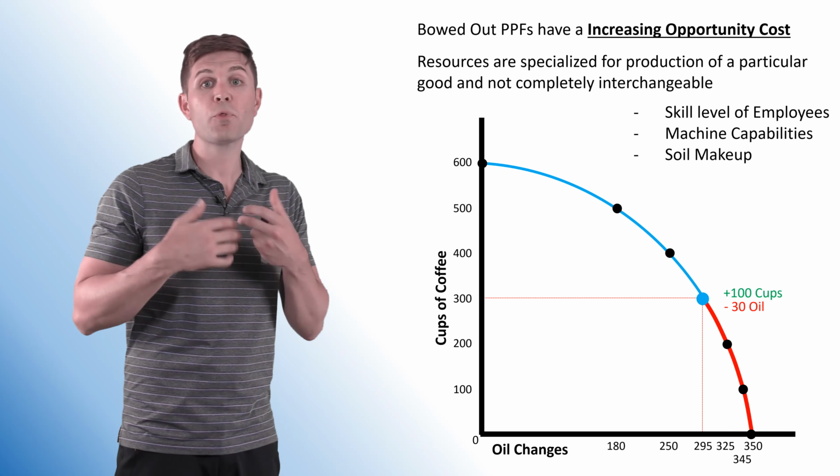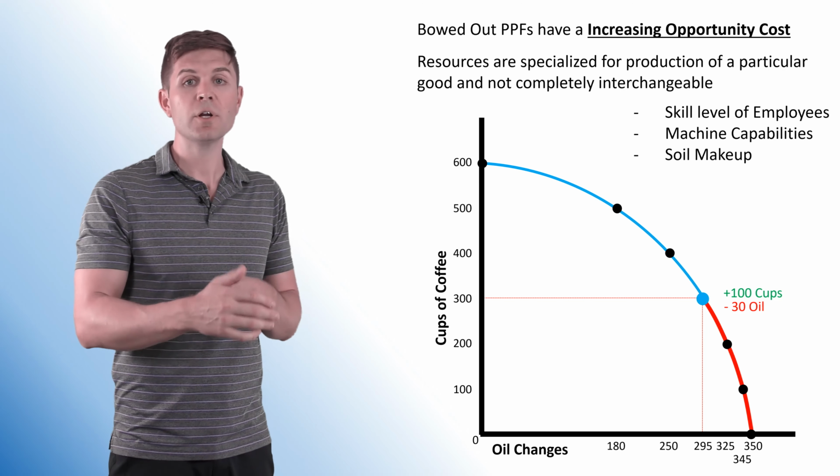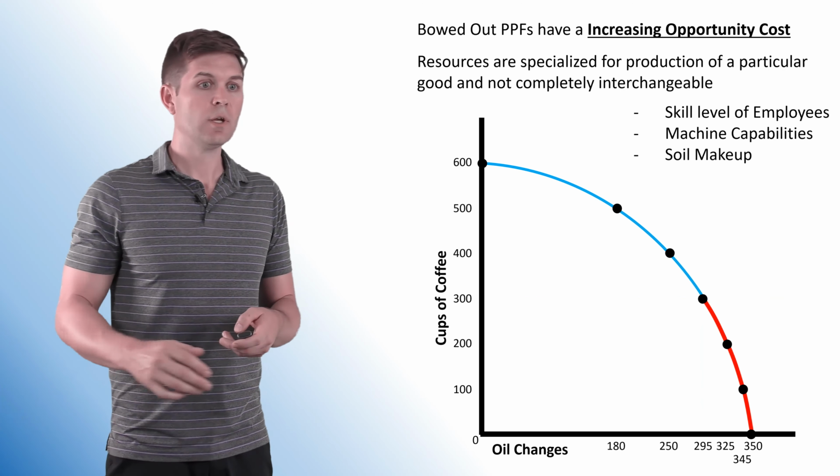We increase to 300 cups of coffee. That next 100 costs them 30 oil changes. The next 100 costs them 45 oil changes. Then it costs them 70. We are getting to the point where the employees that are changing oil are not as good at doing coffee and much better at doing the oil changes. So their skill set is different.